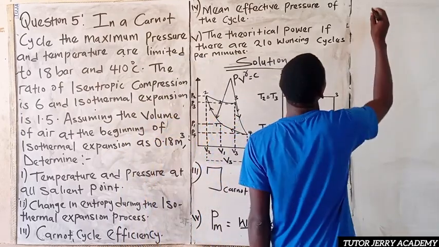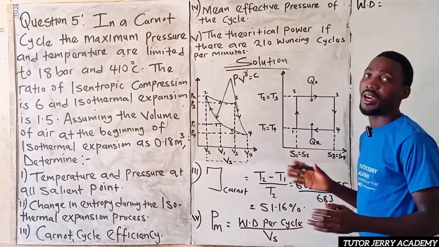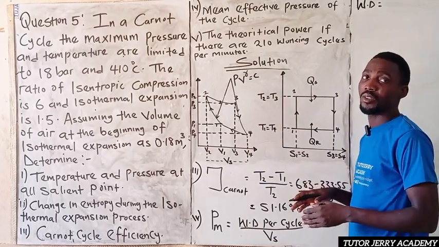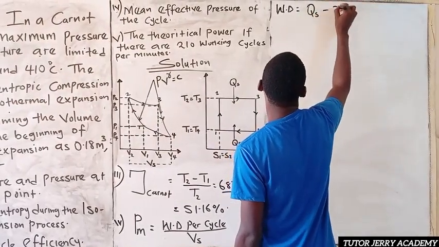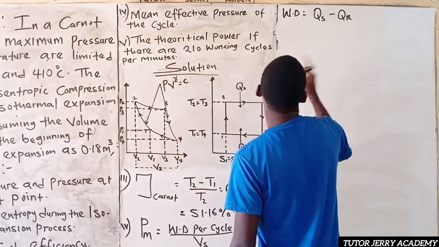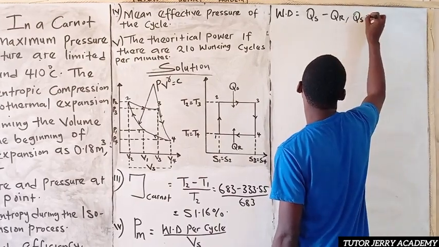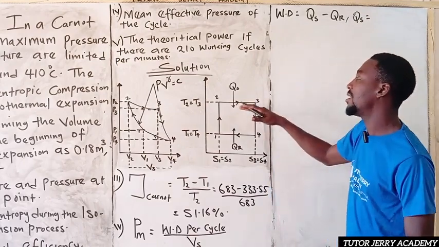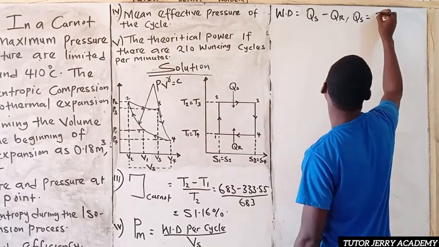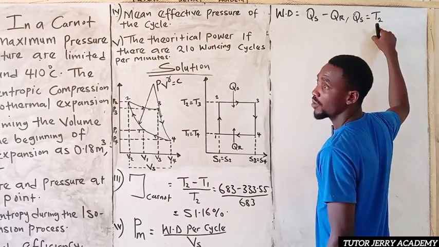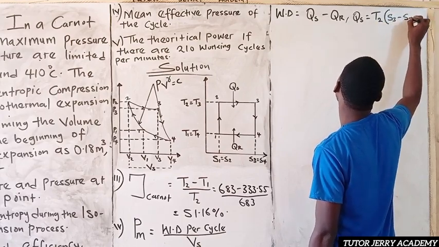Work done is equal to the quantity of heat supplied minus the quantity of heat rejected, that is QS minus QR. But what is the formula for our QS? QS is supplied between state 2 and state 3. So it's going to be either T2 or T3, anyone you want to write here, because they are the same value, into S3 minus S2.